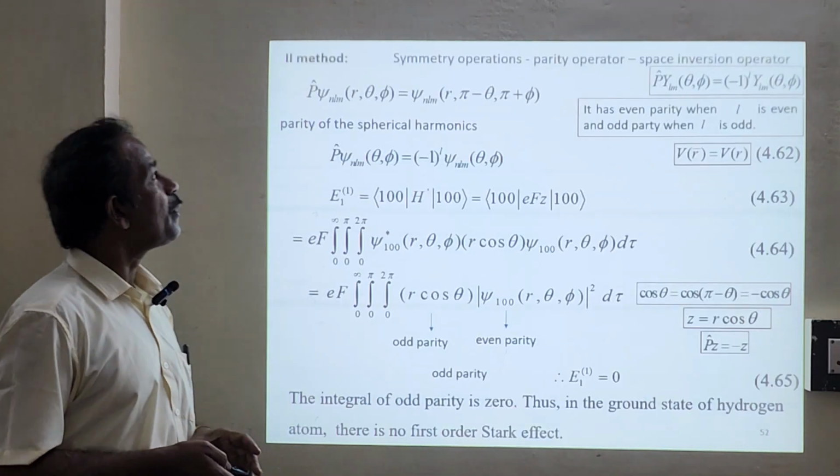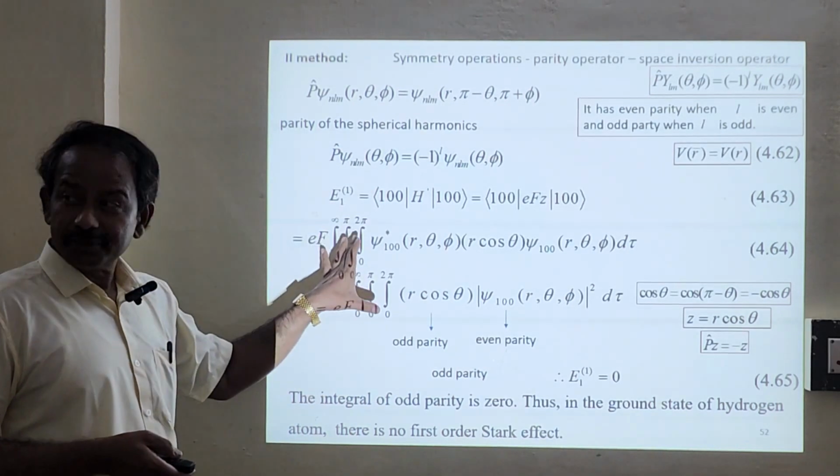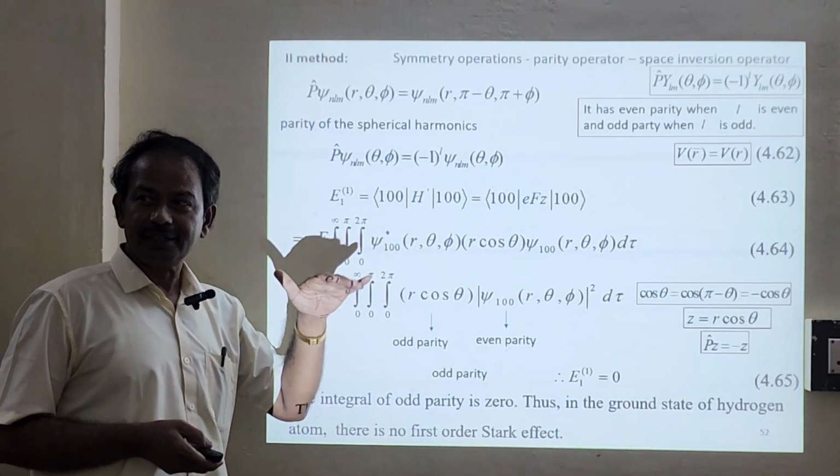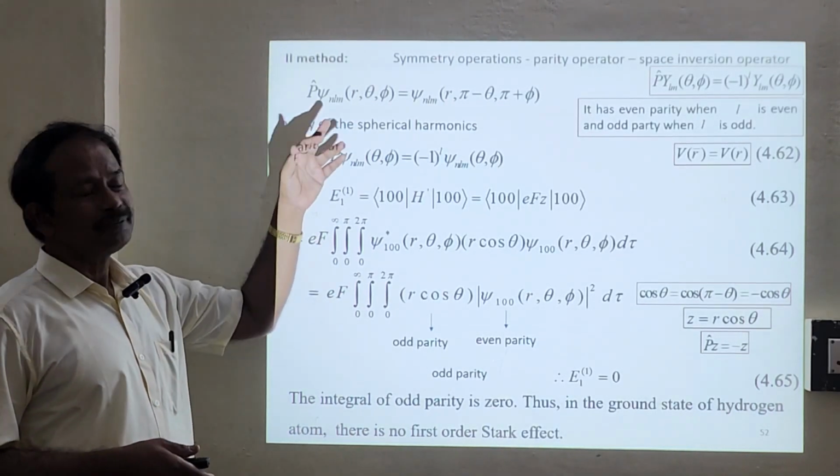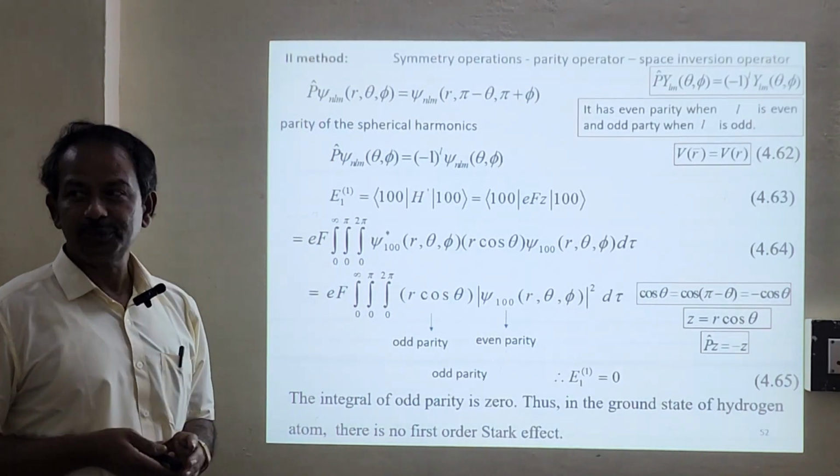It implies that. And this is the simplest method. Instead of solving and integrating all those things, we are going to solve by another method, what we call a symmetry operation method using the parity operator.